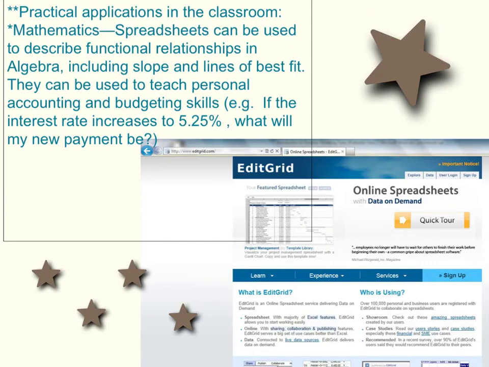Edit Grid. Edit Grid is another example of a spreadsheet mind tool with practical applications in the classroom. Spreadsheets can be used to describe functional relationships in algebra, including slope and lines of best fit. They can be used to teach personal accounting and budgeting skills. For example, if the interest rate increases to 5.25%, what will my new payment be?